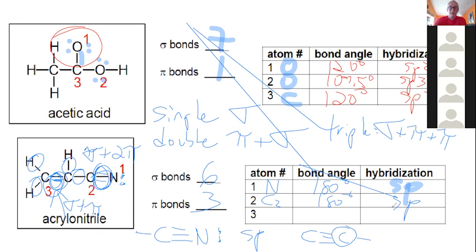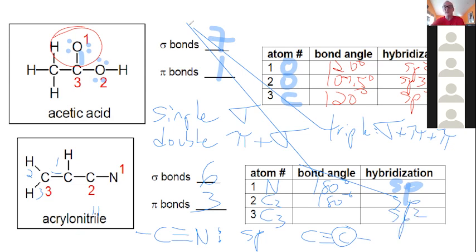And carbon three has how many regions of electron density around it? Three. Yeah, it also has three. So it has the double bond, that's one, this single bond, two, and this other single bond, three. So it has three regions of electron density. So what hybridization is that? SP2, right.